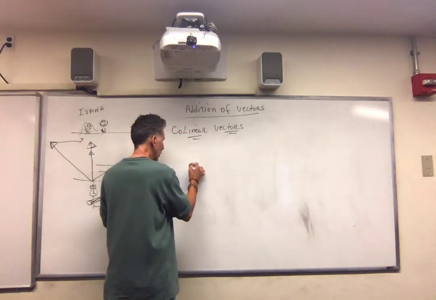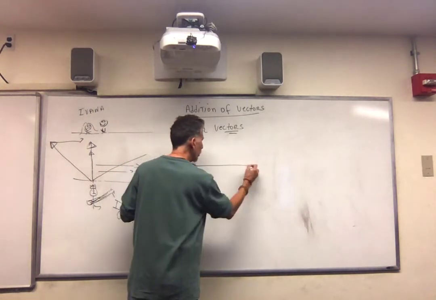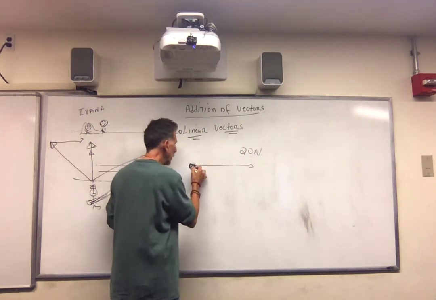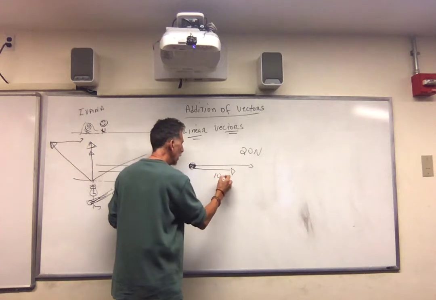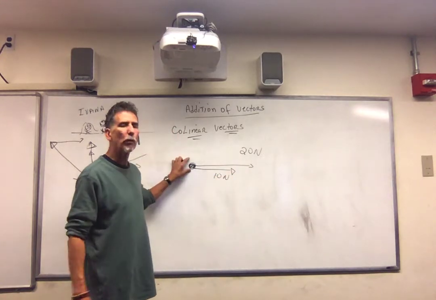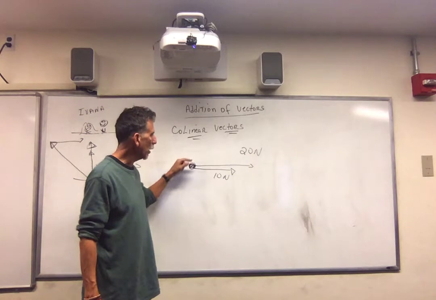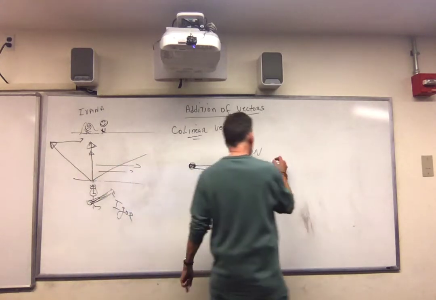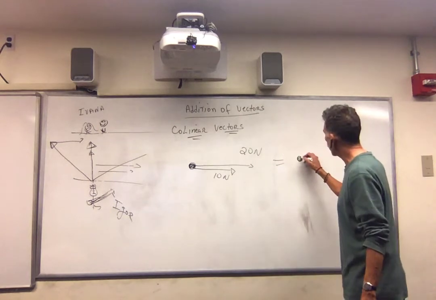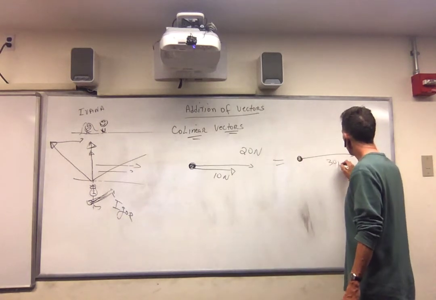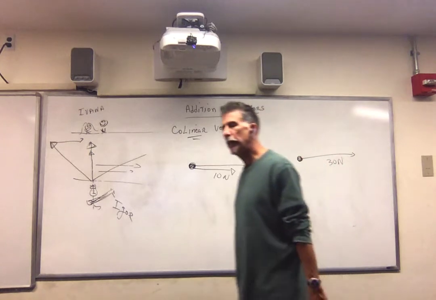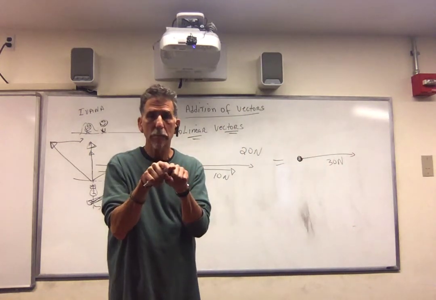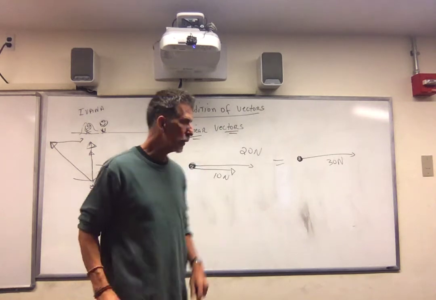Suppose I have an object, a piece of candy, and somebody pulls on it with 20 newtons force. And somebody else pulls on it with a force of 10 newtons. Well, what's the total force on this piece of candy? Well, look, 20 newtons, 10 newtons, the total then, you just add them. You get a total of 30 newtons. So collinear, when they're in the same direction, what do you do? You simply add them.